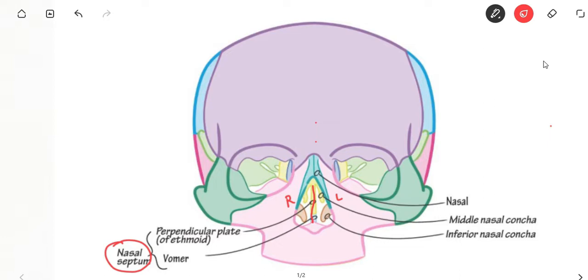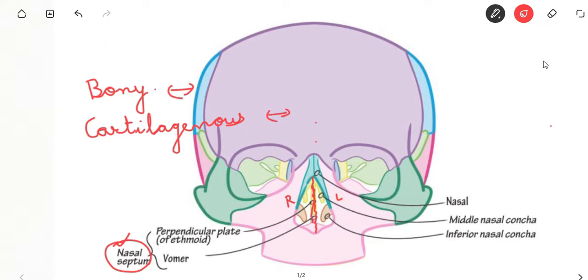So each half has a roof, floor, medial and lateral wall. The nasal septum is a median osteocartilaginous partition between the two halves of the nasal cavity. On each side it is covered by the mucous membrane and forms the medial wall of both nasal cavities. So there are two parts. One is the bony part and the other is the cartilaginous part.